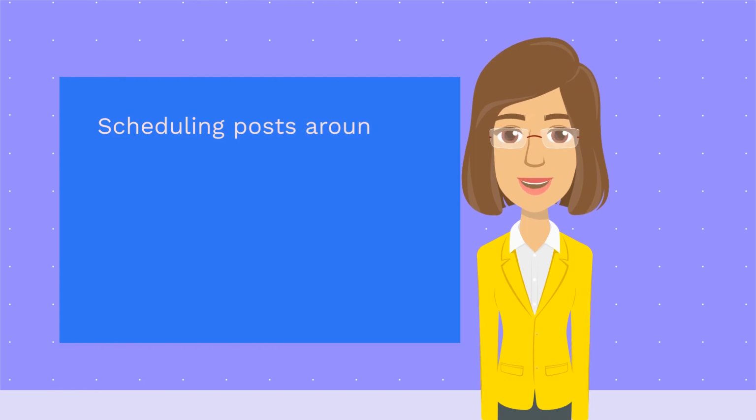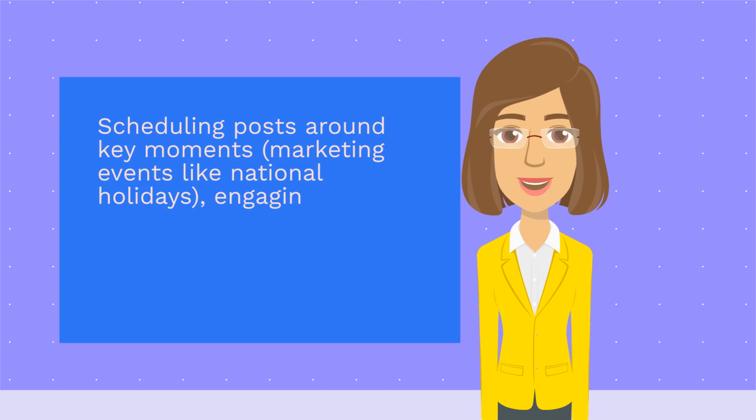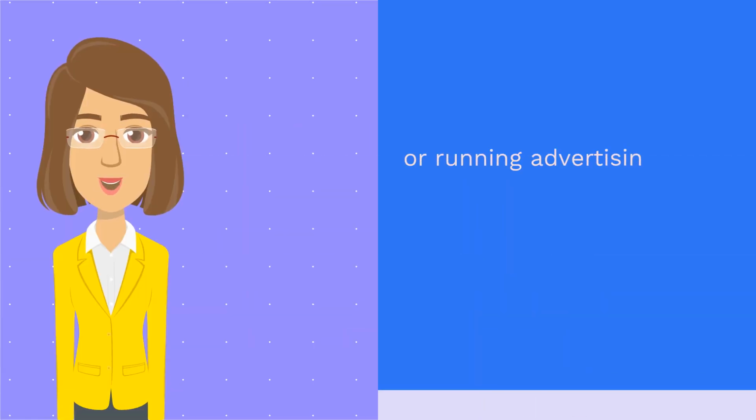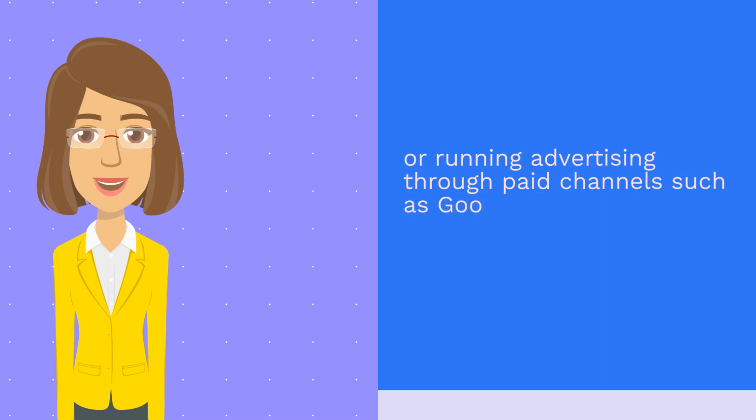Scheduling posts around key moments, marketing events like national holidays, engaging with followers on specific topics, such as Taste of Home's favorite 5 ways to use garlic series, or running advertising through paid channels such as Google AdWords or Facebook ads.